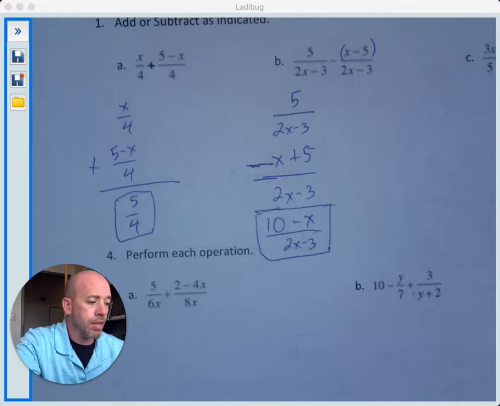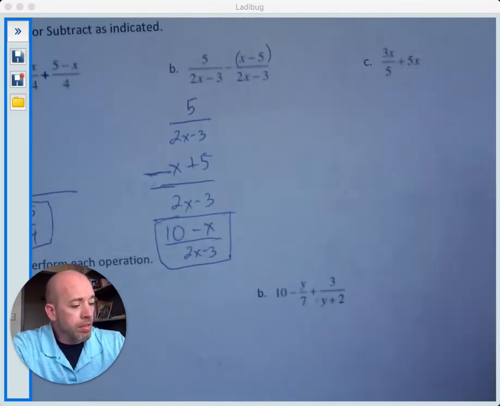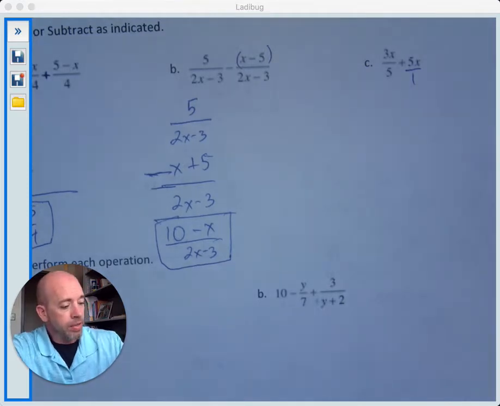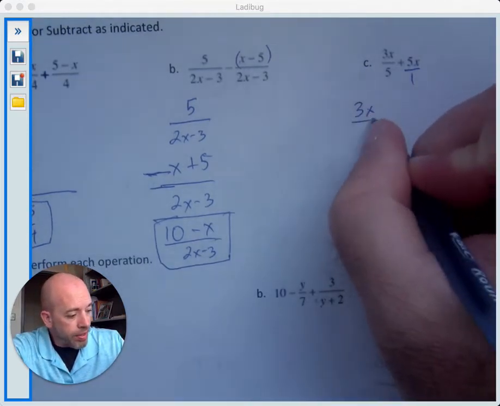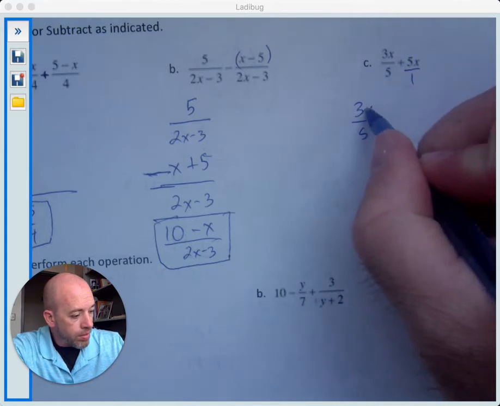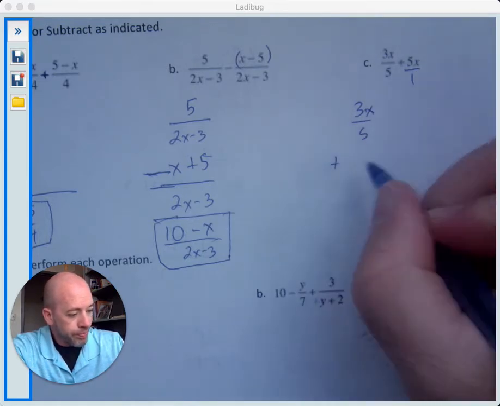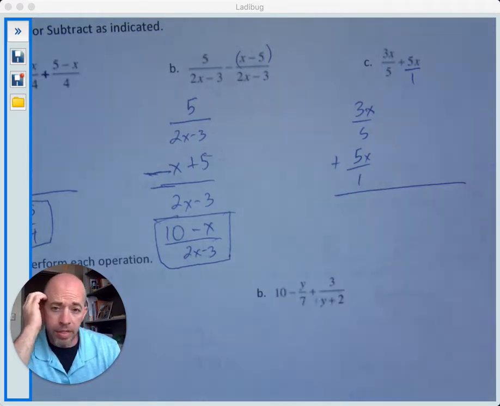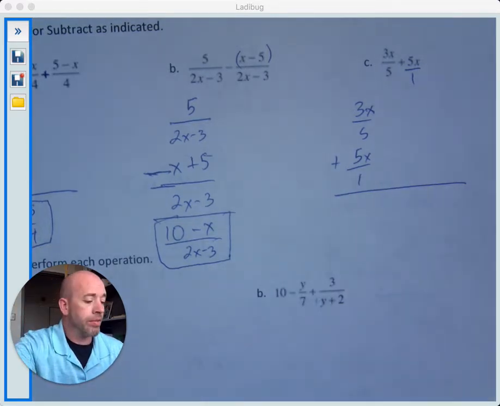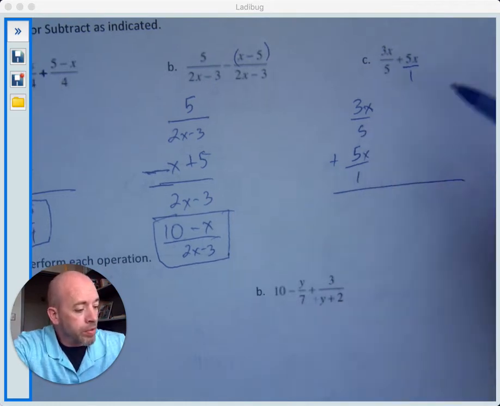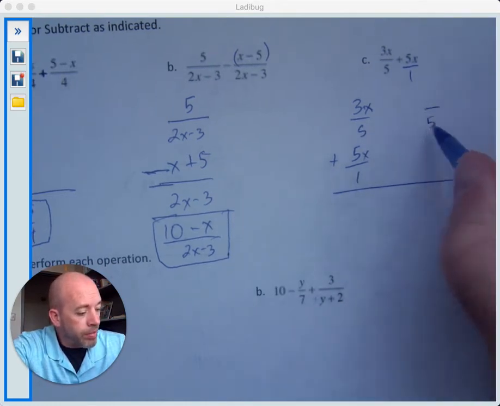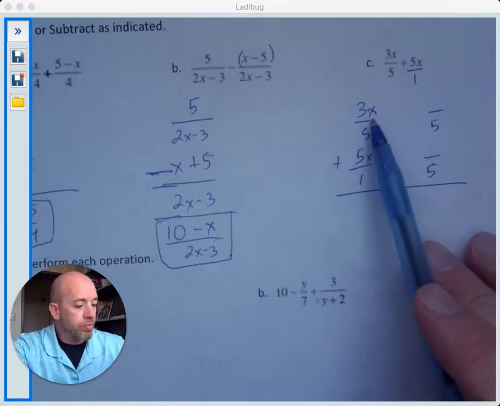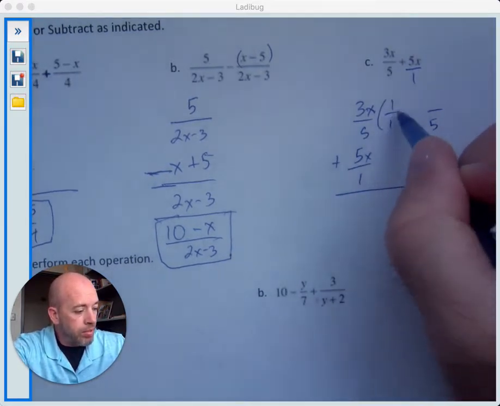All right, let's look at the next one. Here, this doesn't look like a fraction at all, but we can put it over 1. All right, I'm going to write this vertically, 3x/5. This is addition, so plus 5x/1. Well, here we don't have a common denominator, so we need to find one, right? What do 5 and 1 both go into? Well, they both go into 5. So I'm going to write my LCD of 5 over here. So we just have to multiply by 1/1. There's nothing to do there.